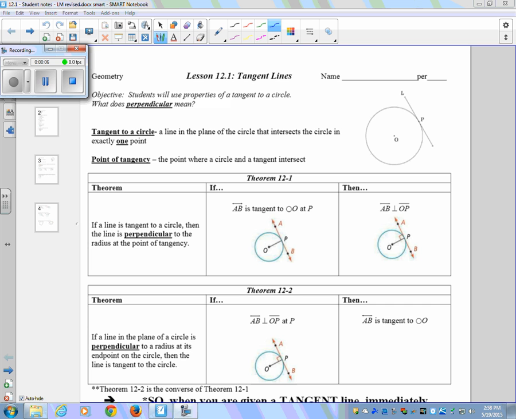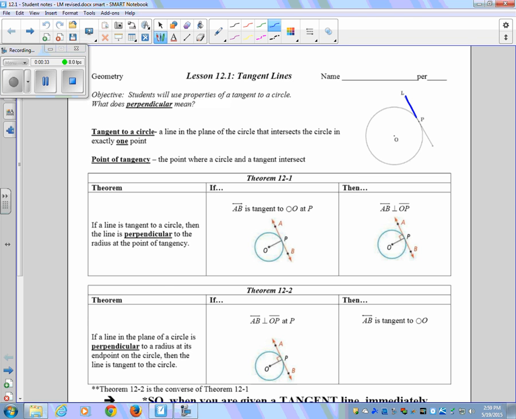Today we're going to learn lesson 12.1, tangent lines, tangent to a circle. Our objective is to learn what a tangent line is and what properties and values it creates in respect to the circle. When we say it's tangent to a circle, it's a line in the plane that has one point in common with the circle. It's just barely skimming the edge of a circle.